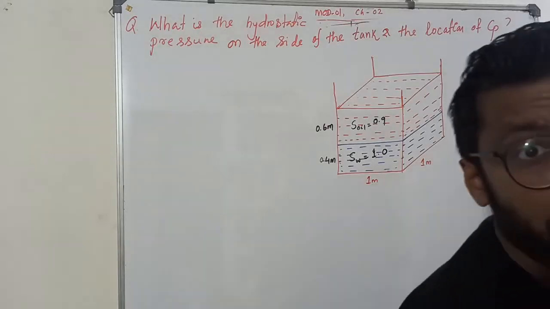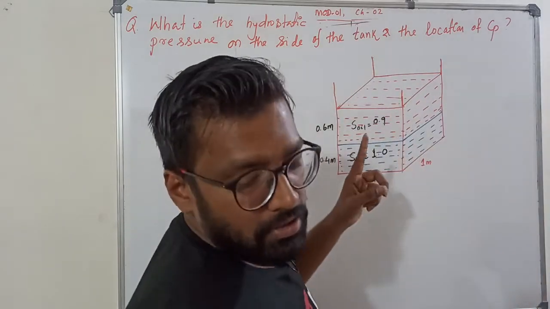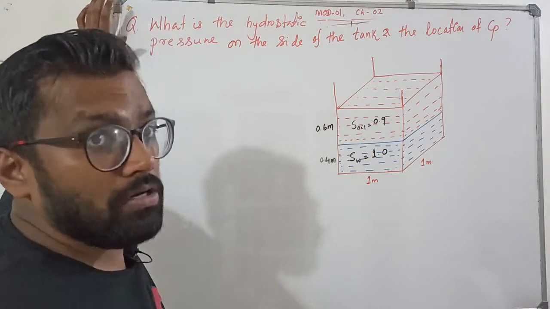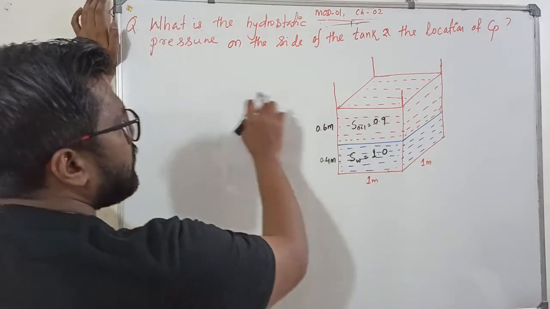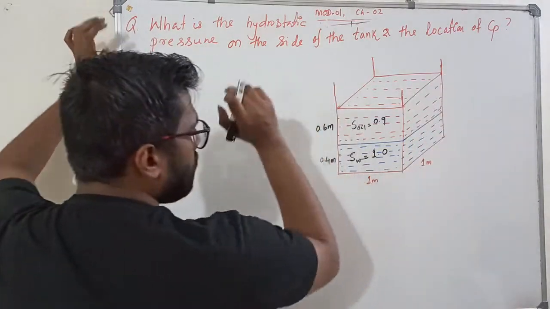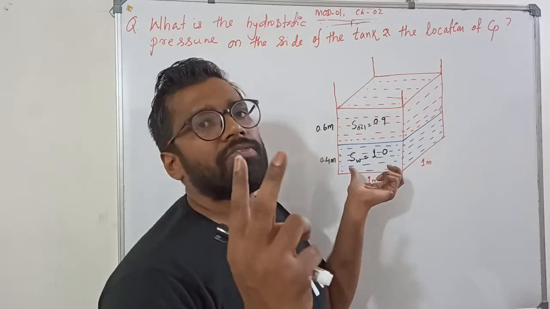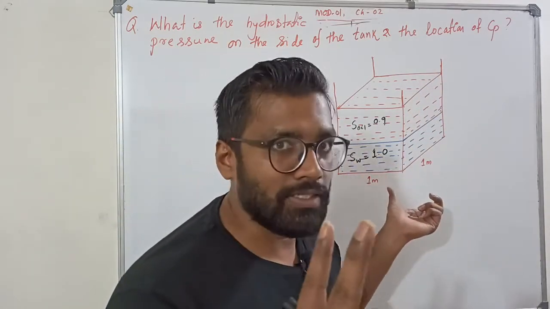So now let's solve a problem on your pressure diagram. We'll see how the pressure diagram helps us to solve this problem. You have a cubical tank. In this tank you have two different liquids, of two different densities, of course.